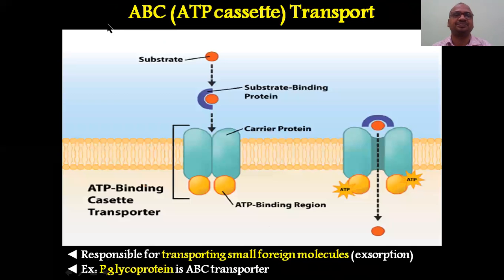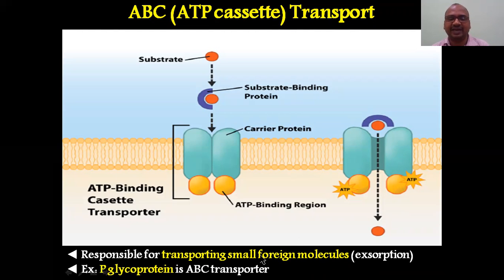That's it. This is the ABC transport, or ATP binding cassette transport. See, this part is called the cassette. In the ATP binding cassette transporter, the substrate drug molecule binds with the substrate binding protein. This substrate binding protein plus drug molecule binds to the receptor like this. Then ATP will open the gate, and the drug will be delivered to this side.